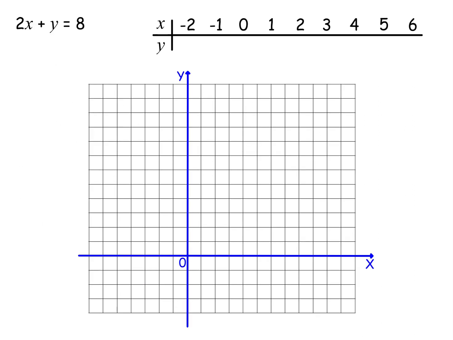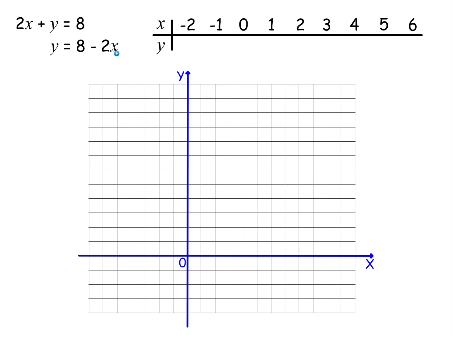Now here's a second example: 2x plus y equals 8. If I want the solution to that equation, it's going to be a line. You basically draw the line. I'm going to rearrange this equation to y equals 8 minus 2x, because it's easier to work out the y values now. All you do is take the x value, substitute it in here, and it works out y.